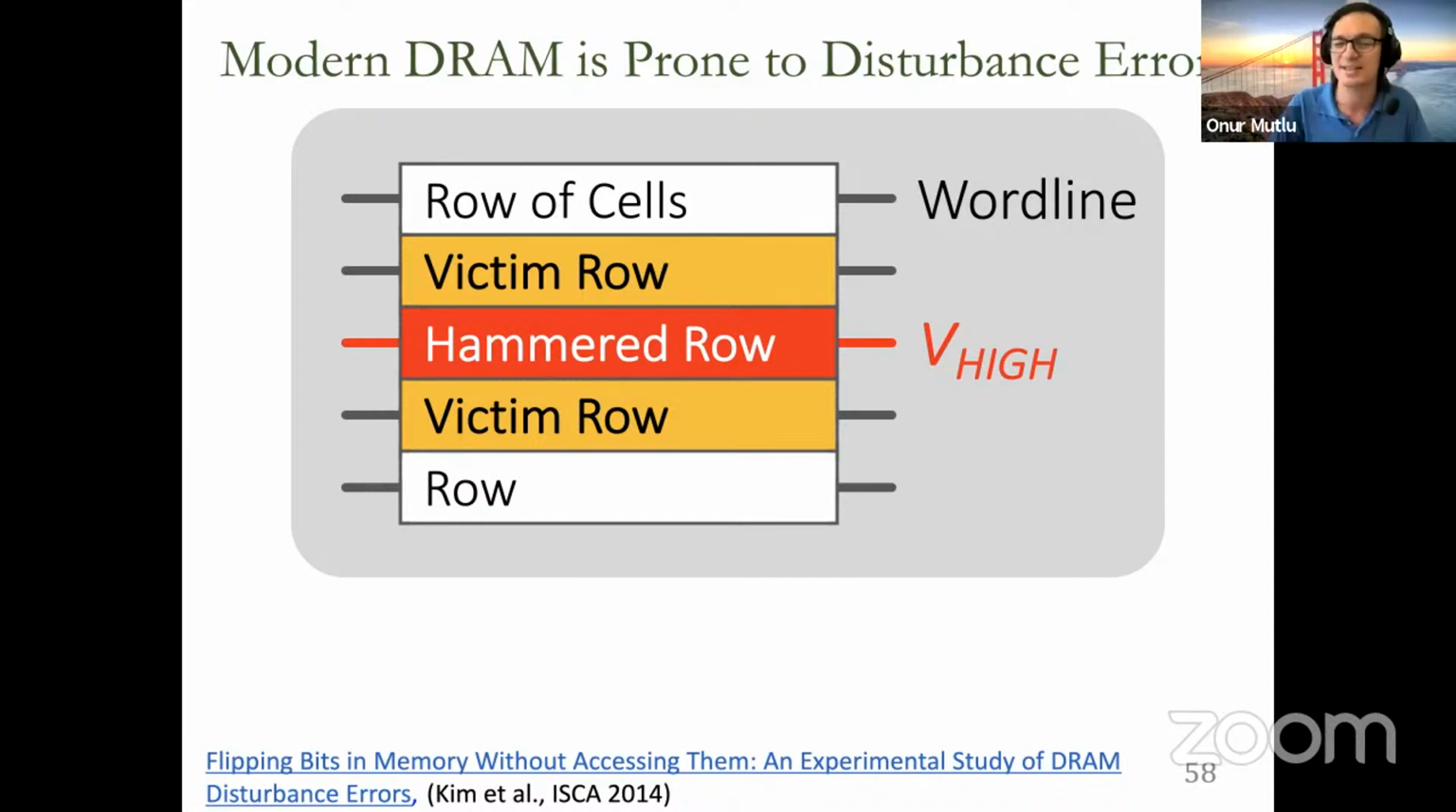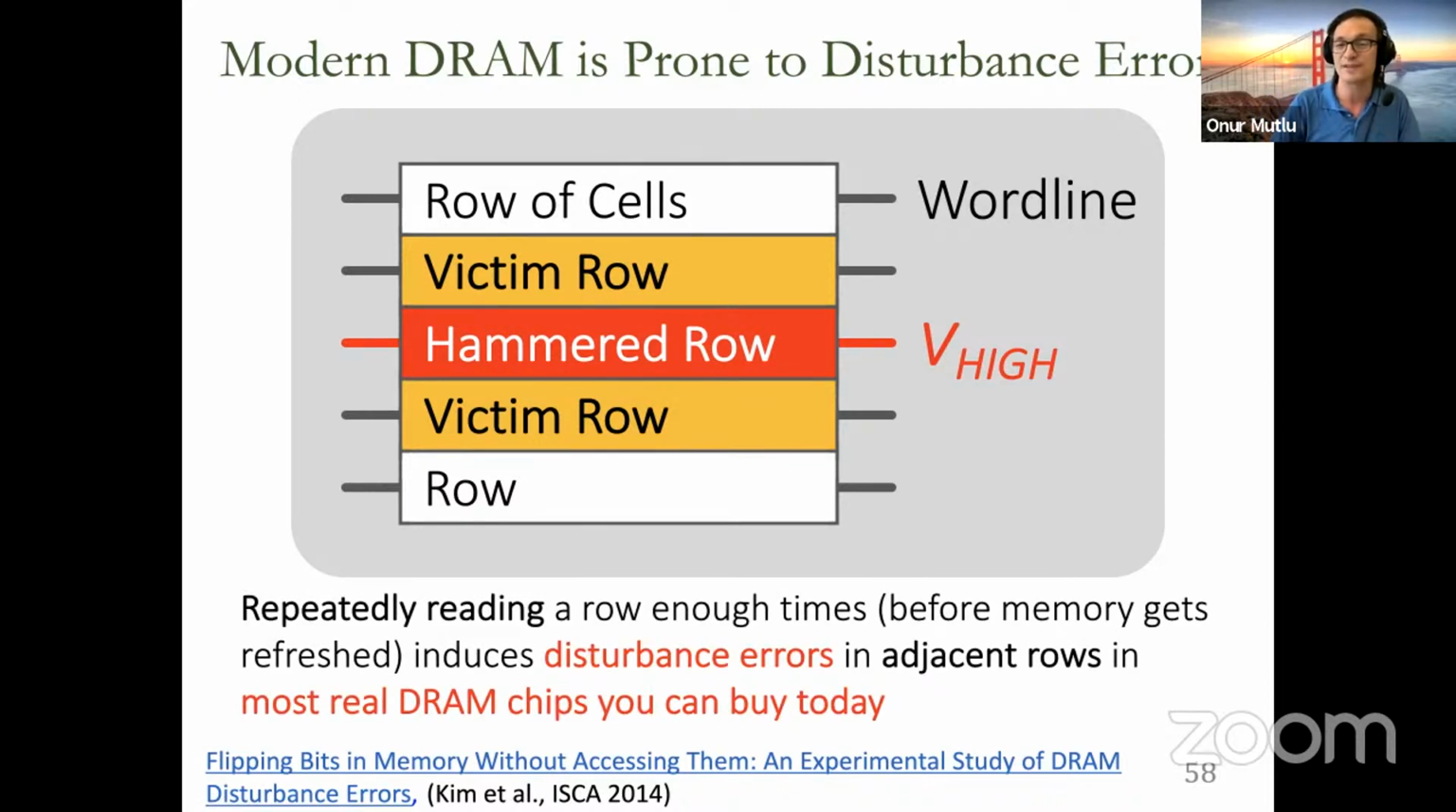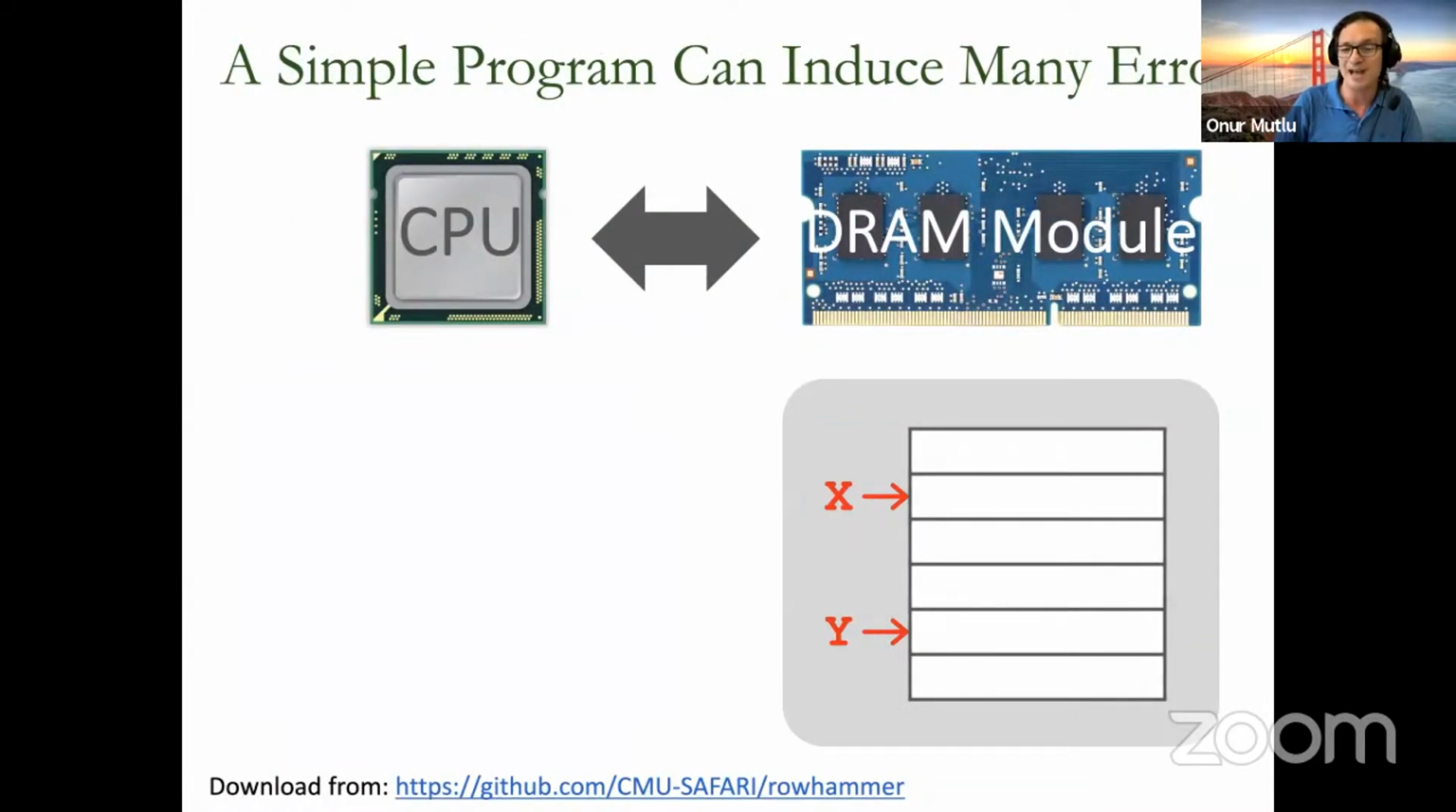Now it may make sense. And we're going to see how you can actually flip bits in important page table entries so that you can gain access to the entire system. Okay, so you can actually do this hammering in a real program that looks like this. A real program, actually, which is interesting.